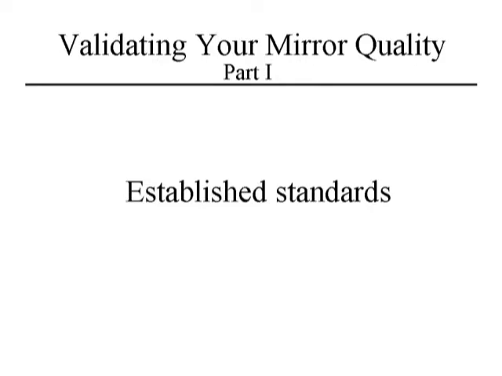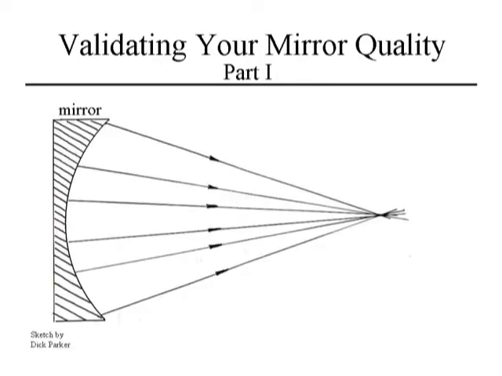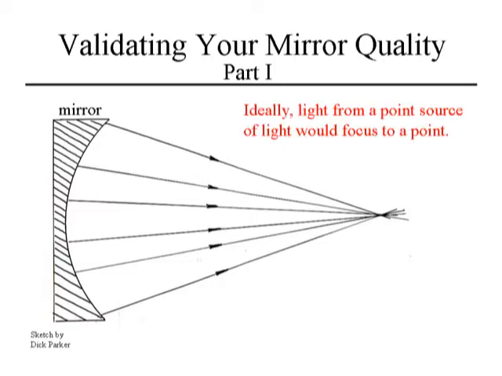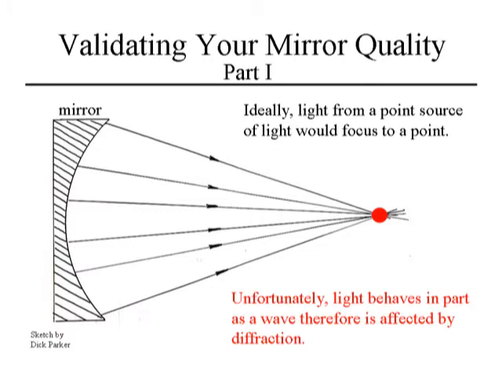First, talking about established standards. First, a little physics, just so that we're on the same page here. Ideally, if we lived in a real world, we would like an optical system that could take a point of light that is infinite distance away and has no size, and after it comes through the system, have it focus to a point of light with no size. Unfortunately, we don't live in an ideal world.